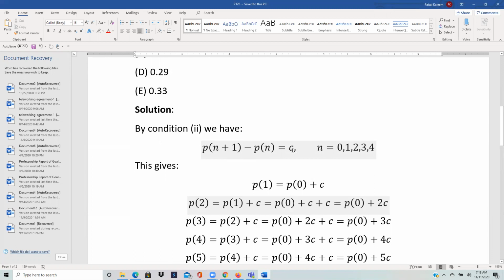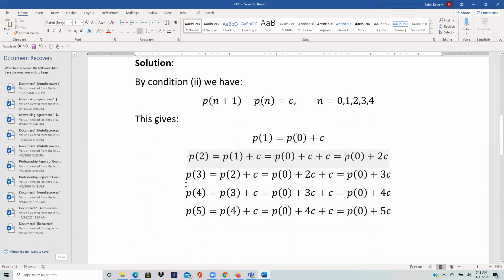is a constant. When you substitute n equals 0, you get P1 equals P0 plus C, if you take this to the other side. Similarly, P2 will be P1 plus C, and now you substitute the value of P1, that's P0 plus C, and then we had another C, so it'll be P0 plus 2C. Similarly, P3 will be P2 plus C, and when you substitute the value of P2 from here, you end up with P0 plus 3C, and so on.